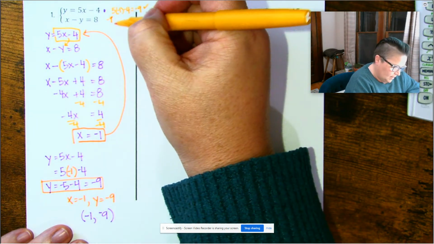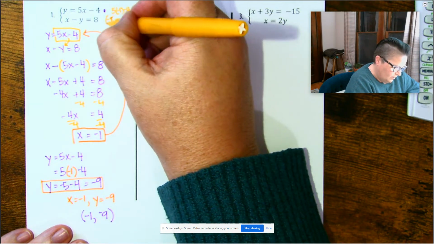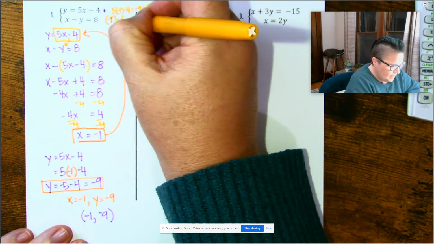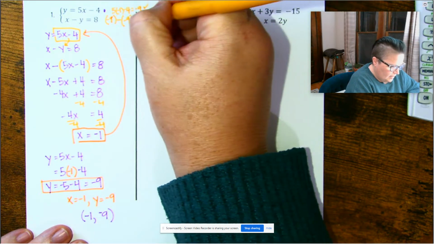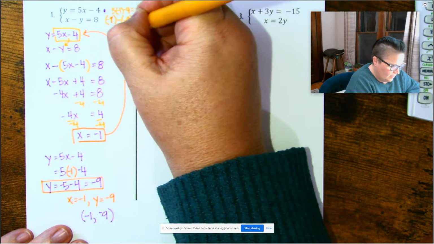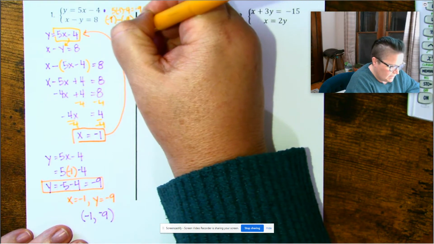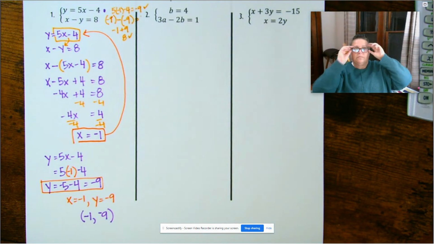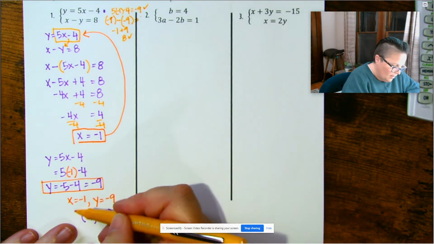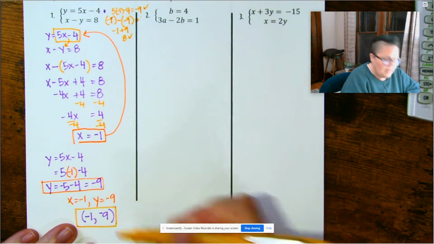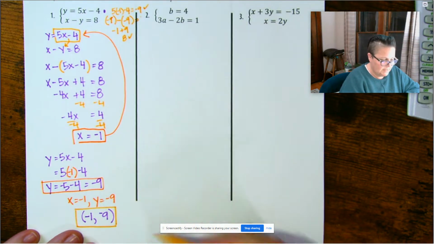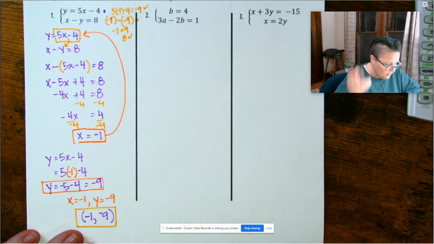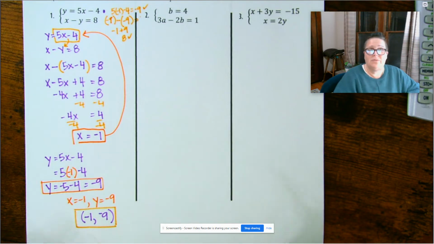So I've got a negative 1 is my x minus a negative 9. Is that 8? So that's negative 1 plus 9, which is indeed 8. Okay. Yeah, so it was the negatives. The negatives had me going. Right? So I have checked it in both solutions, and I know that this is a solution to my system. Beautiful.